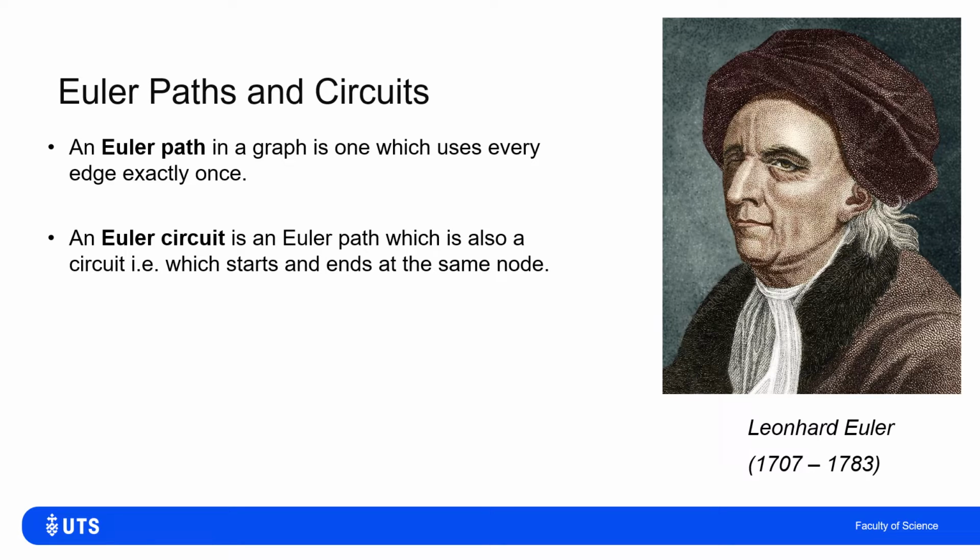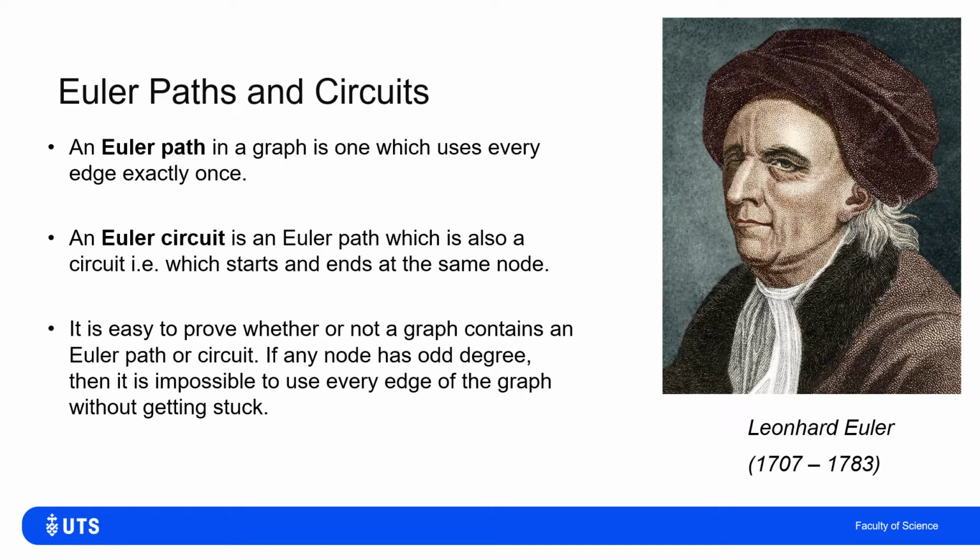We could also have, in the same way, a path that starts and ends at the same node, which is a circuit, and an Euler circuit is just an Euler path which is also a circuit. Now, in justifying whether or not a graph contains an Euler path or an Euler circuit, if any node has odd degree, then it definitely is not possible to use every edge of the graph without getting stuck somewhere.